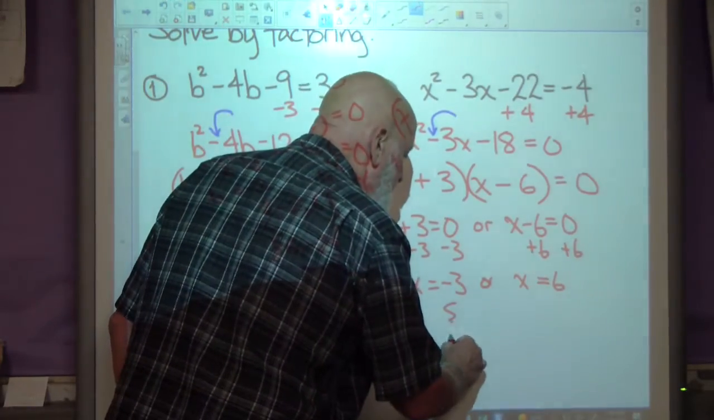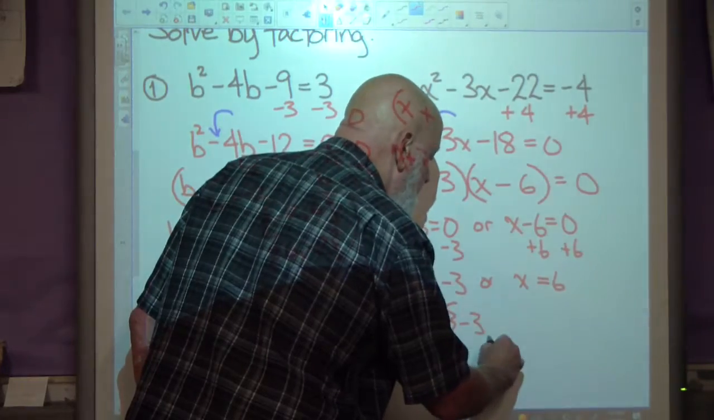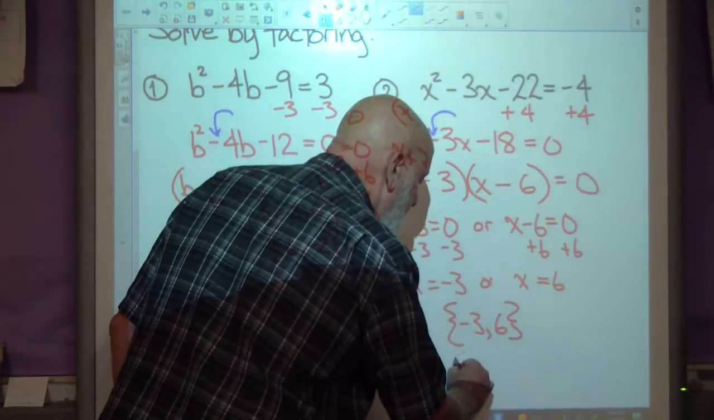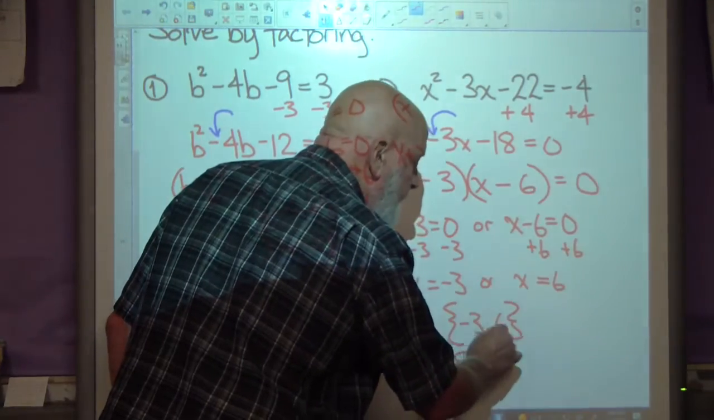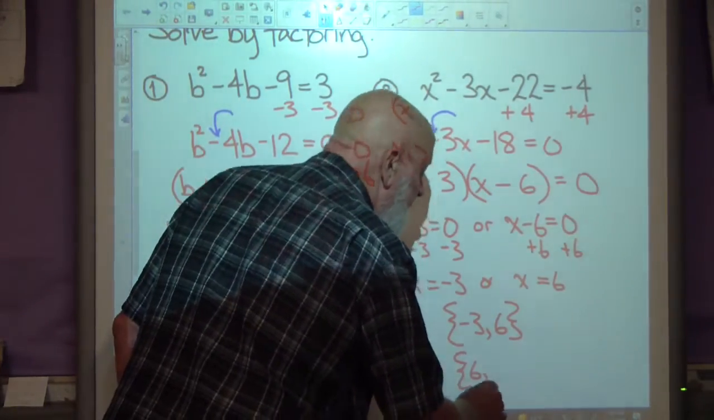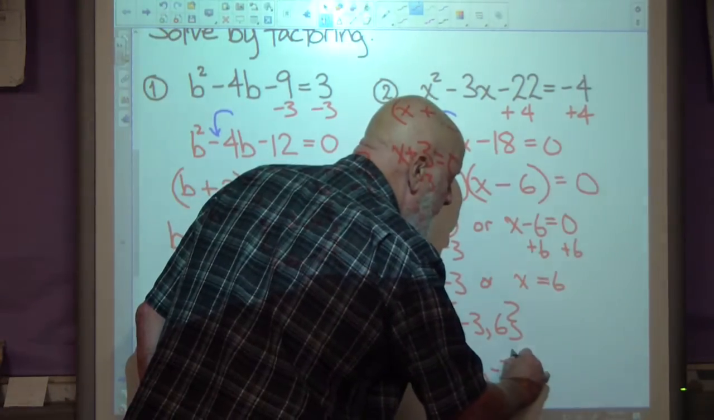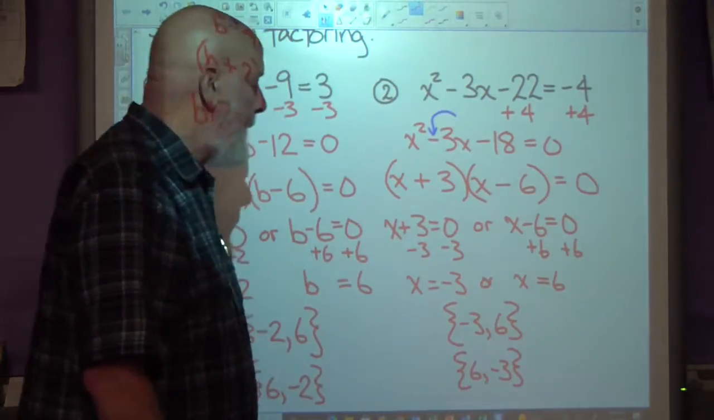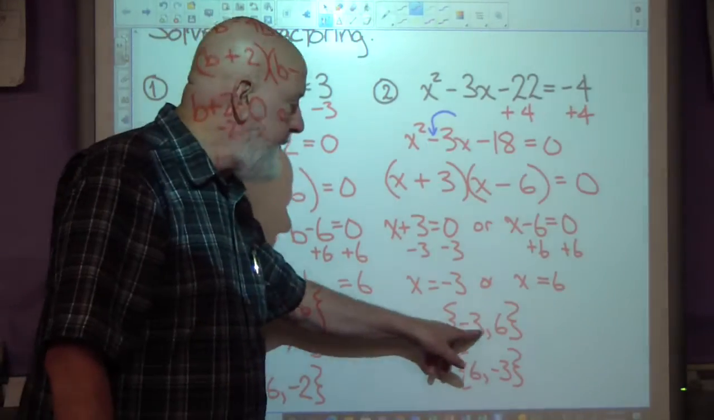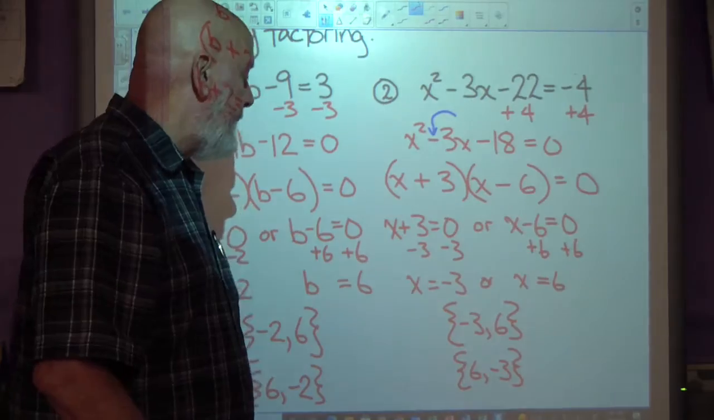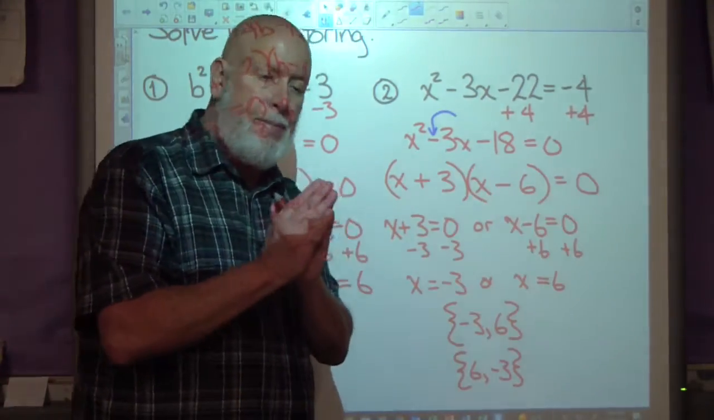And as I said, they're often written in set notation. You might see them written like this on the ACT, and the order of the solutions doesn't matter. It doesn't matter which one comes first in our set notation. Okay, this is just the set of the answers. It's not an ordered pair. It's just the set of the numbers that will make that true. Okay, does that make sense?